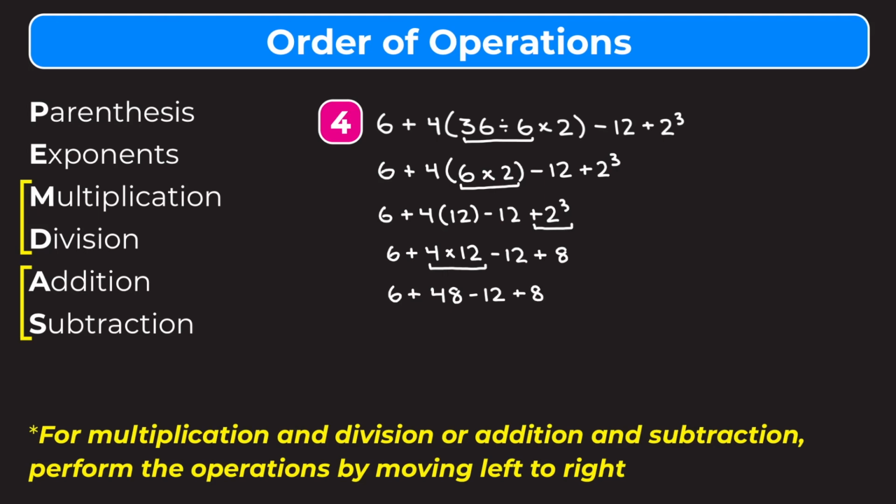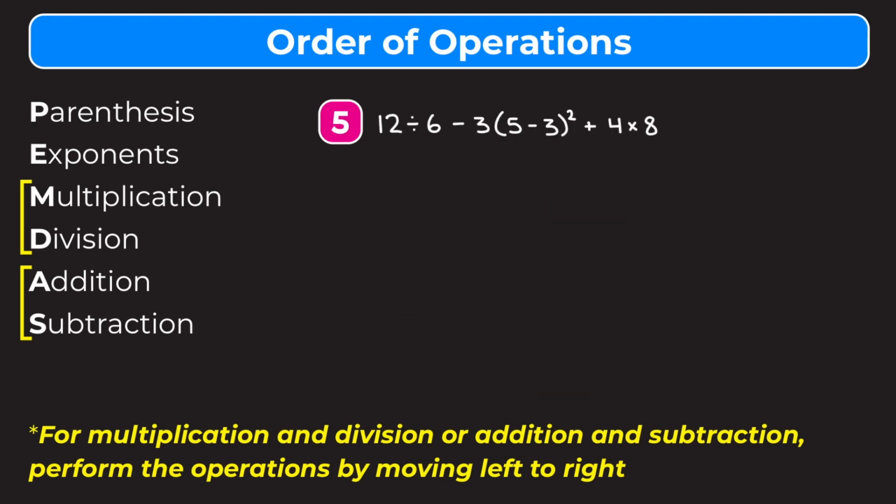And now that we're down to addition and subtraction, we just move from the left to the right. So we're going to do the first addition first. So 6 plus 48 is going to give us 54, minus 12 plus 8. And now we're going to do this subtraction next. 54 minus 12 is going to give us 42, plus 8 is going to give us a final answer of 50. Let's go through one last example.